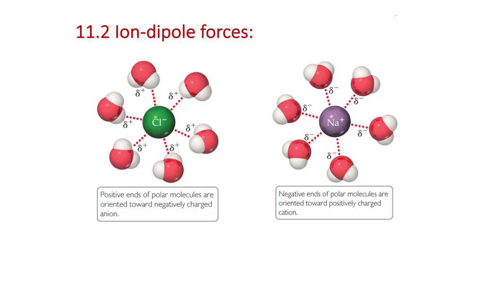And then if we have more highly charged ions, then that's even better. So a 2 plus 2 minus ion would experience a greater ion dipole force of attraction. So if we could increase the charges of the chloride and sodium, if we had calcium 2 plus, oxide 2 minus, we'd have a stronger ion dipole force between water and those more highly charged ions.